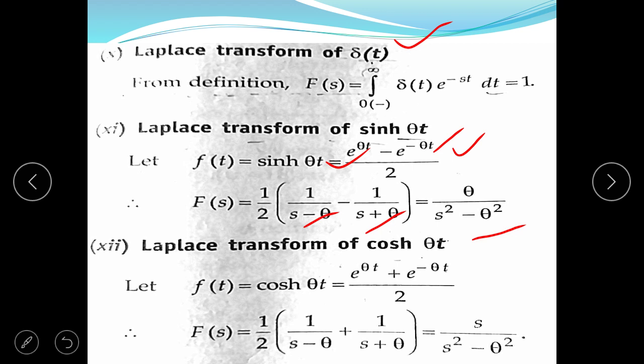Similarly, the Laplace transform of cos hyperbolic theta t. Cos hyperbolic theta t is equal to e to the power theta t plus e to the power minus theta t, divided by 2. We take the Laplace of e to the power theta t, which is 1 upon s minus theta, and e to the power minus theta t, which is 1 upon s plus theta. The solution is s upon s square minus theta square. This is the solution for cos hyperbolic theta t.